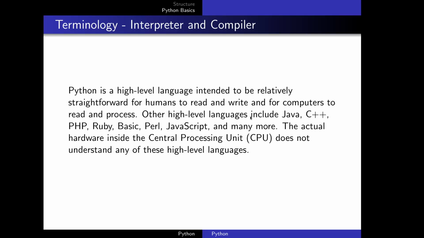We learned that we have to use a computer language to communicate with the computer. We look at one example, Python. Python is a high-level language. There are other examples of high-level languages like Java, C++, PHP, Ruby, and so on.